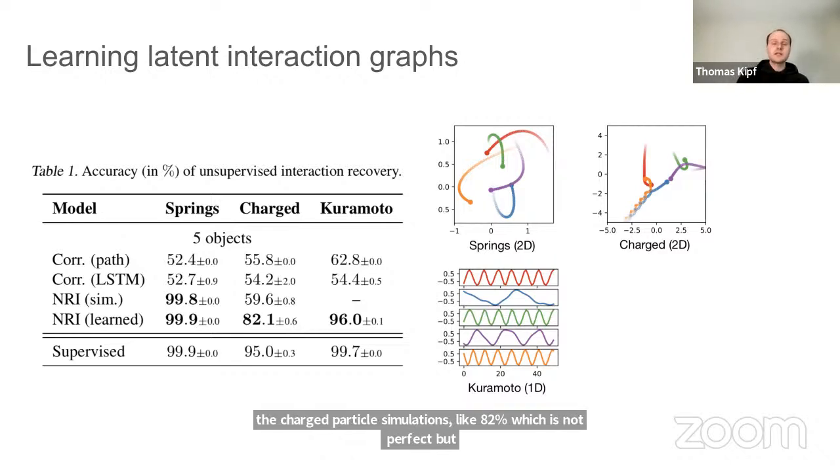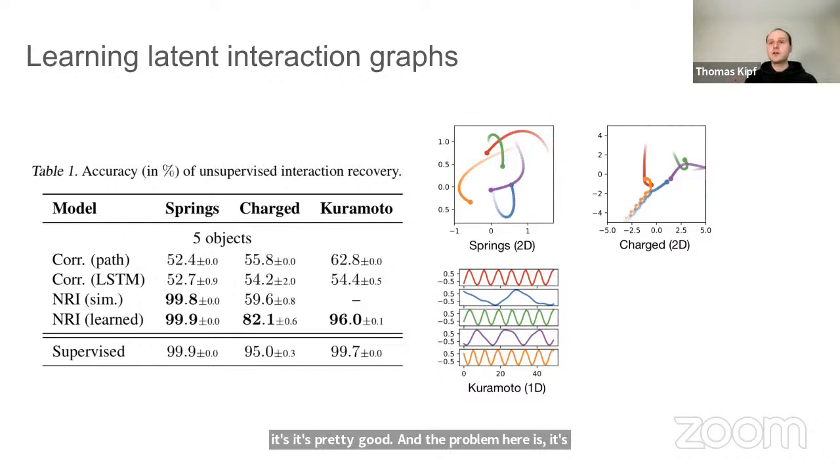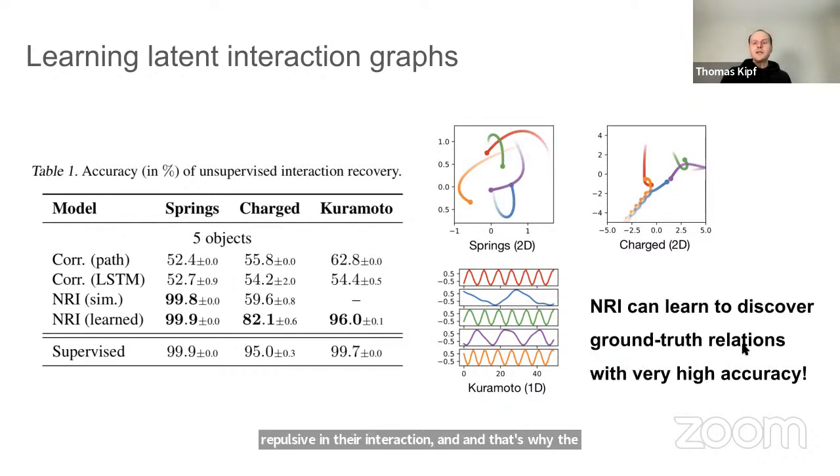And the problem here is it's sometimes difficult to infer the interaction because some particles, if they're far away, don't interact with each other very much. And sometimes they just don't cross paths. For example, the orange and the green particle here are so far away, they never get close to each other. So we don't really know if they're attractive or repulsive in their interaction. And that's why the model has a lot of uncertainty here. But the TLDR, or the takeaway, is that NRI, or neural relational inference, can really discover ground truth relations at a very high accuracy.